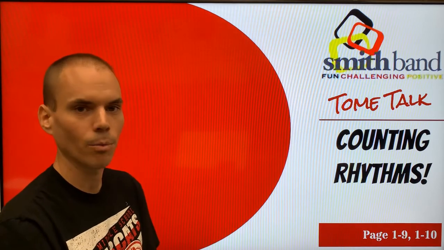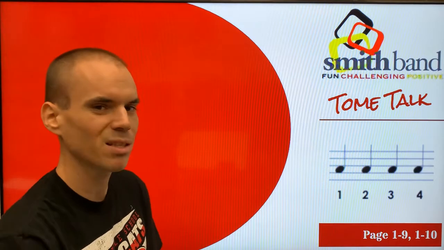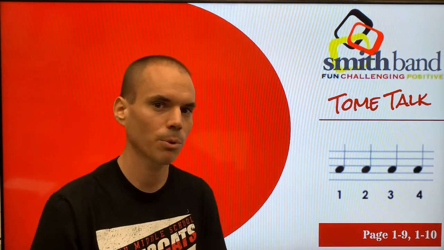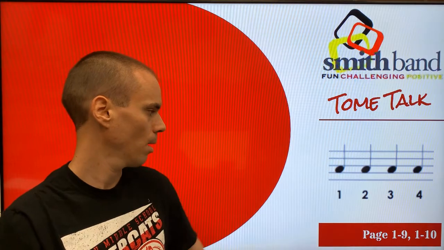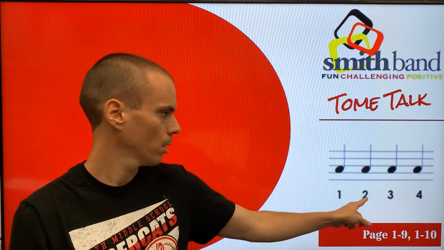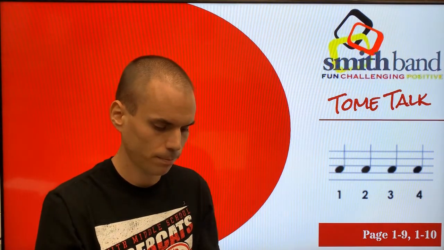Now that you know the symbols, let's talk counting rhythms. In band class, we count rhythms in a specific way. In this example here, you see 4 quarter notes. We would count them by using numbers. 1, 2, 3, 4. Here's what it would sound like with our trusty friend, the metronome.